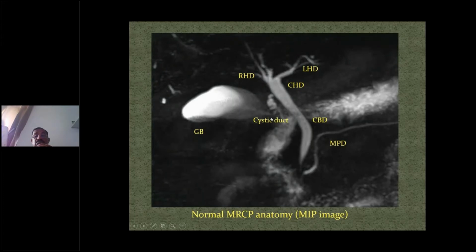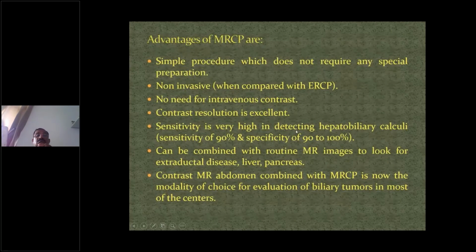This is a MIP image from the MRCP. So we can see very nice, beautiful pictures of the gallbladder, cystic duct, right and left hepatic ducts, common hepatic duct, common bile duct, and the main pancreatic duct. The advantages of MRCP are that it is a simple, non-invasive procedure. There is no need for IV contrast always. Contrast resolution is excellent, and sensitivity is very high in detecting hepatobiliary calculi. It can be combined with routine MR images to look at the liver, pancreas, extraductal disease, and other complications. So contrast MR abdomen combined with MRCP is now becoming the modality of choice for evaluation of biliary tumors in most centers.